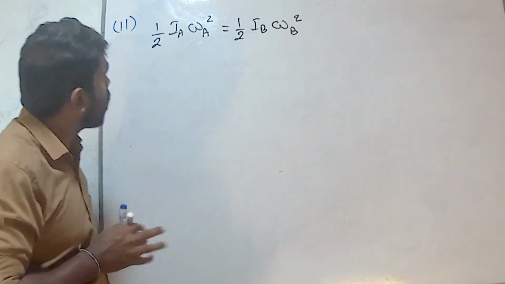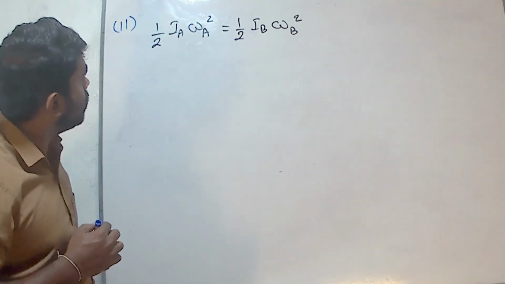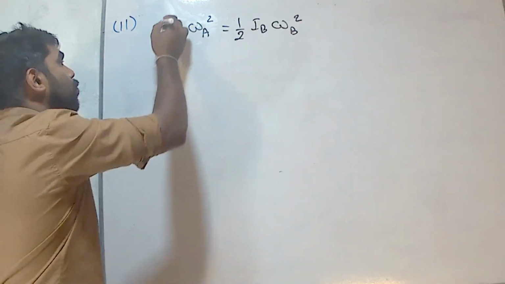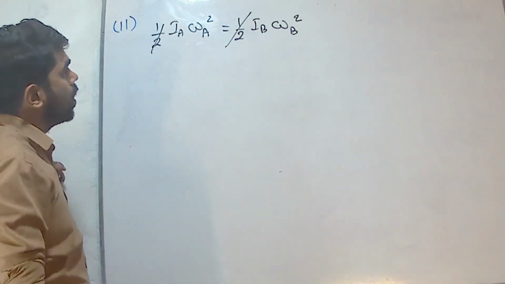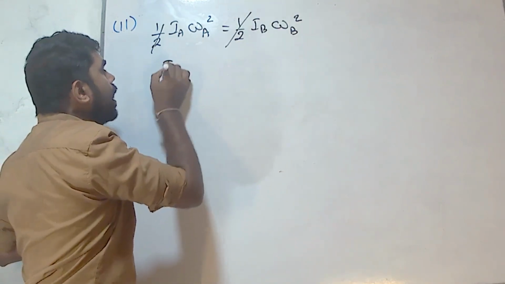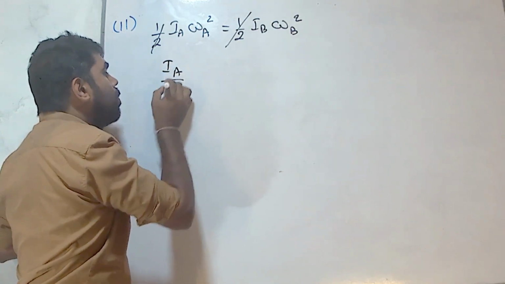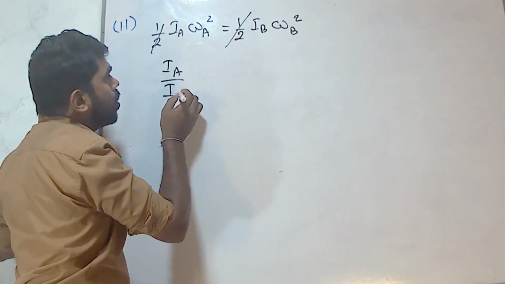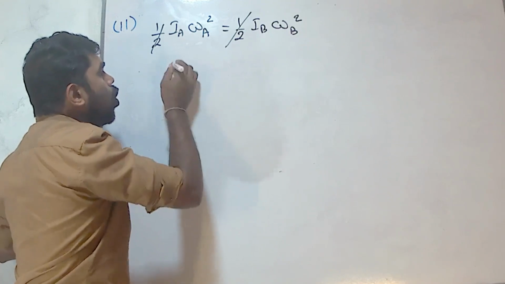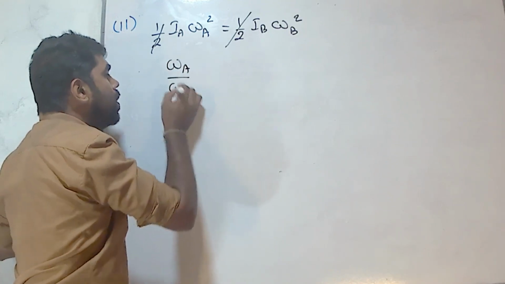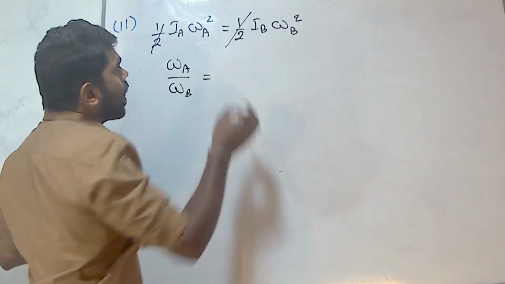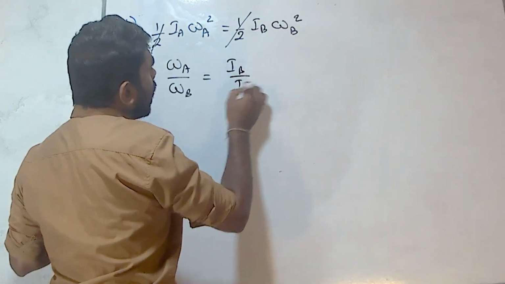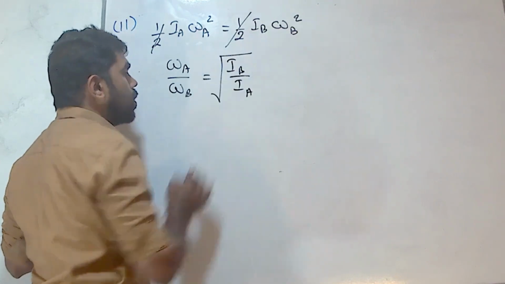Then the half will cancel out. Then I will get IA divided by IB, and omega A divided by omega B. Omega A divided by omega B is the square root of IB divided by IA.